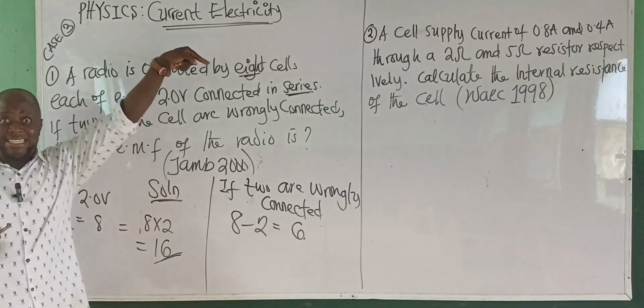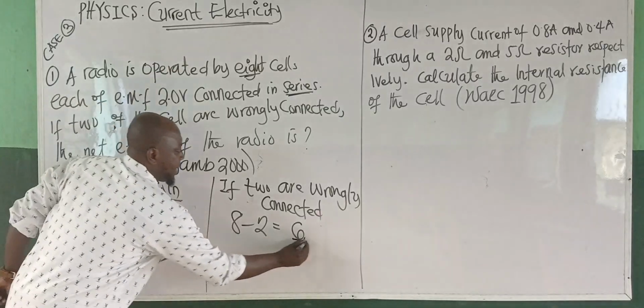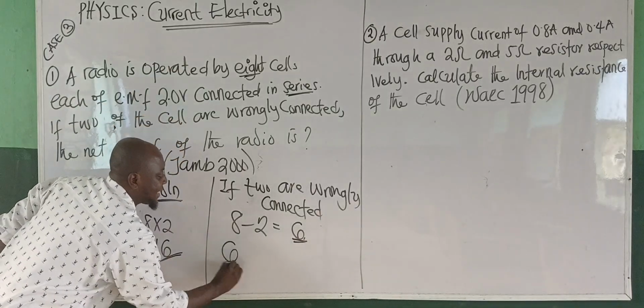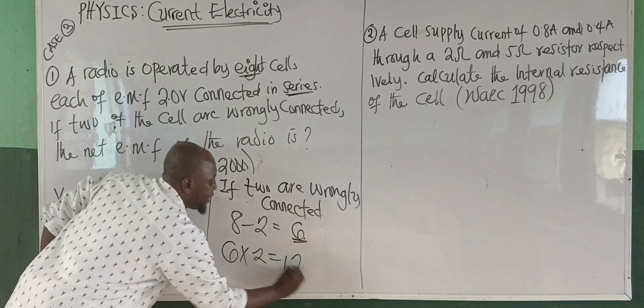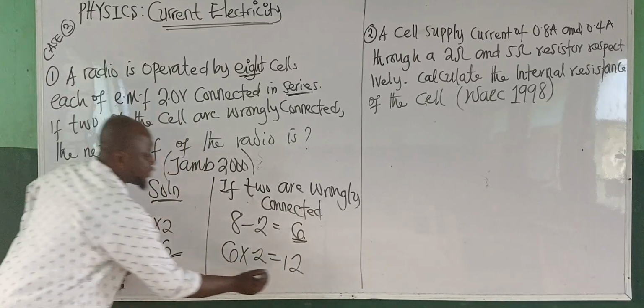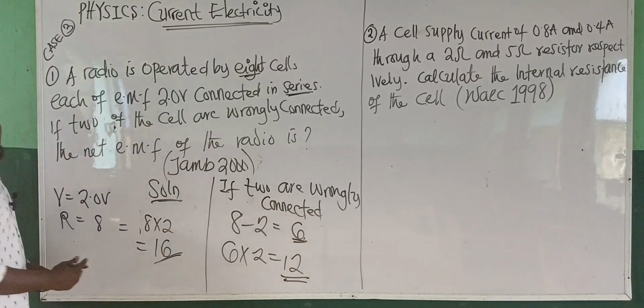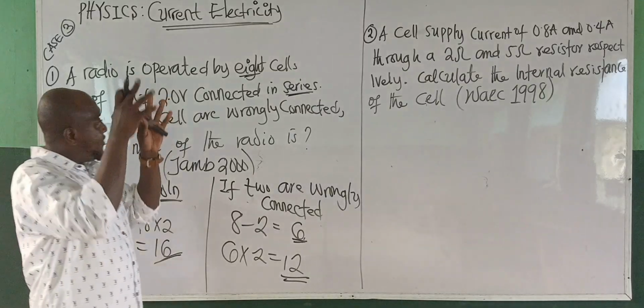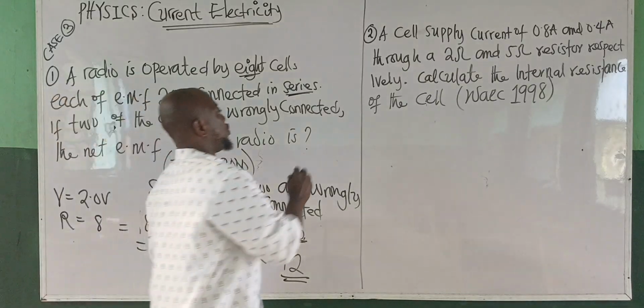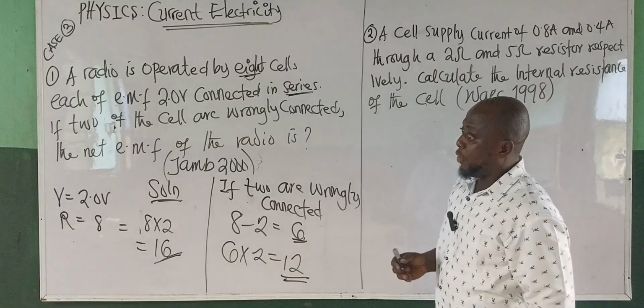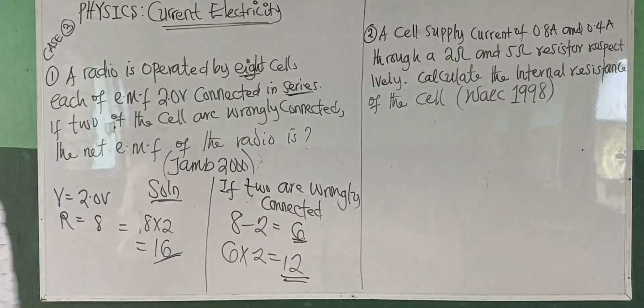Remember that it's still in series. So from here, I can now multiply 6 times 2. That will give me 12 here. So I have the totals to be this and this one. To get the net value, what do I know to do here?